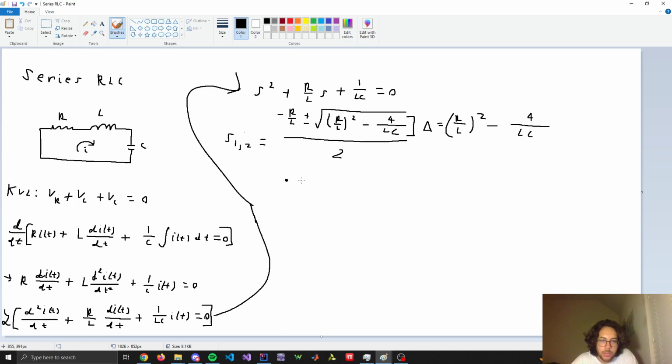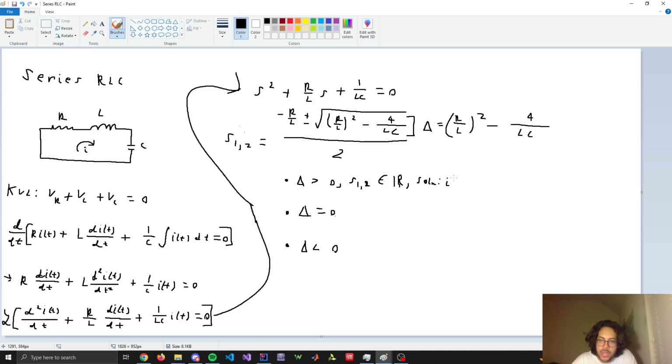Our three cases are, well, the discriminant can be greater than 0, the discriminant could be equal to 0, or the discriminant could be less than 0. So those are the three cases. And what the solutions are, remember from differential equations, if it's greater than 0, then we'll have our roots s1 and 2 as real numbers, but also distinct. They're different. So s1 and 2 belong to the set of real numbers.